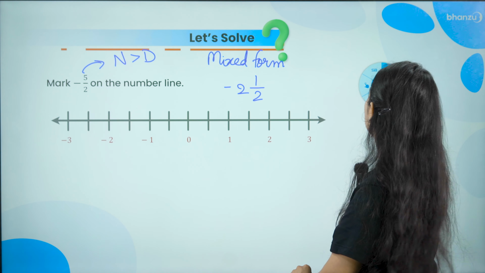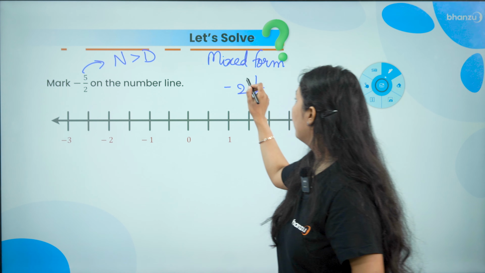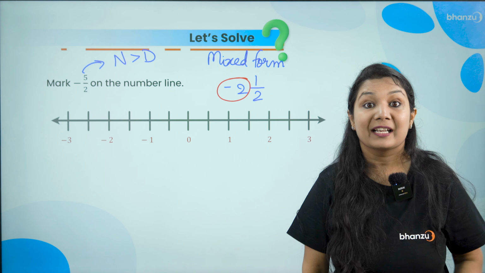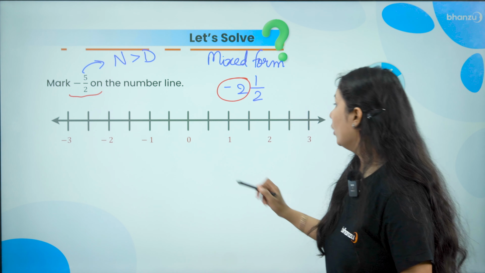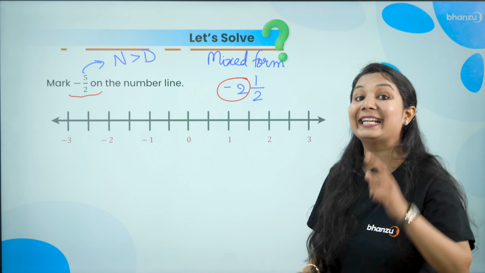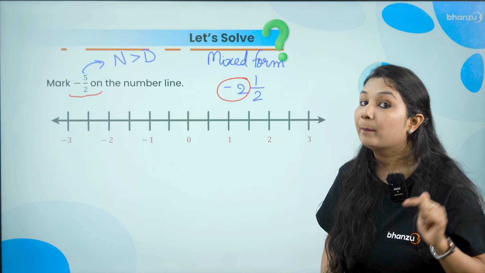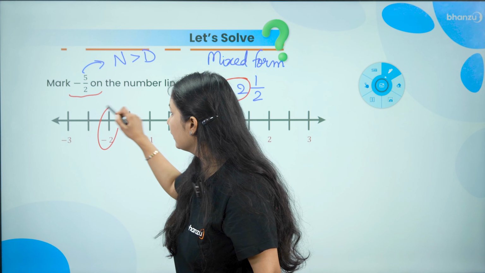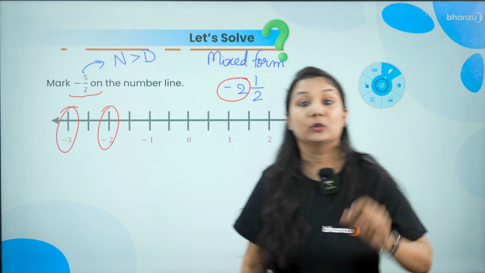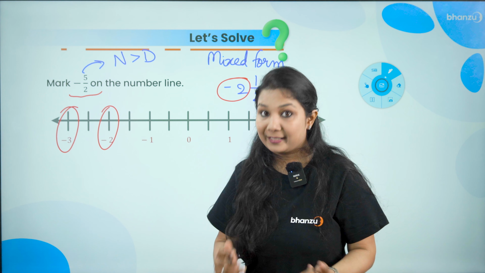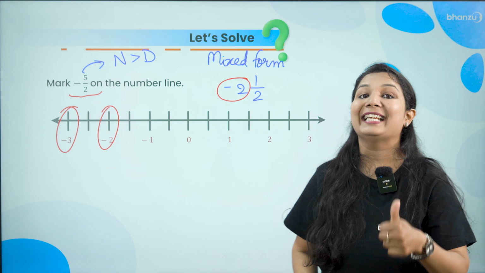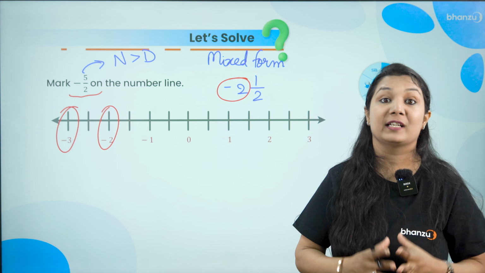So when you get this number, this integer, this tells us that your given rational number would lie between this and its next rational number on the number line. So it's minus 2 and minus 3. So this rational number would lie between these two. Right?